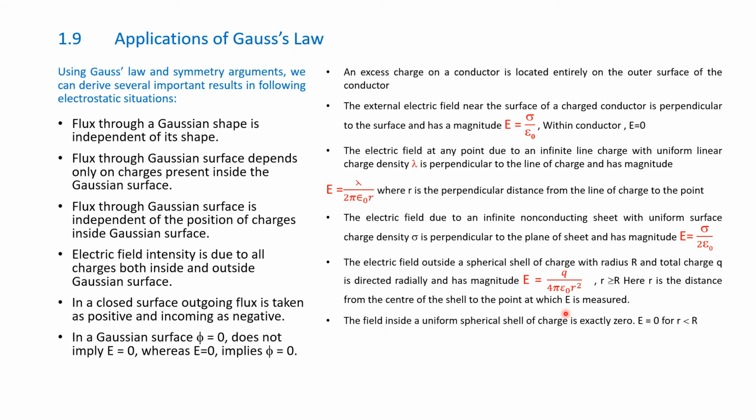The field inside a uniform spherical shell of charge is exactly 0. That means inside the spherical shell E is equal to 0, where the small r, the distance, is less than the radius of the shell. The electric field inside a uniform sphere of charge is directed radially and has a magnitude E is equal to Q over 4 pi epsilon naught R cube into r.